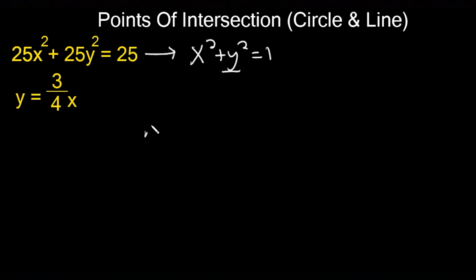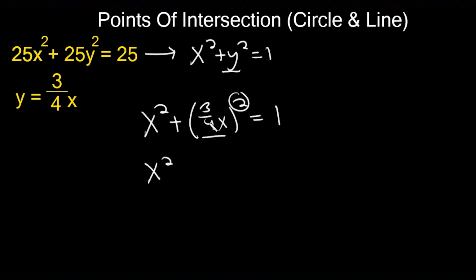So for example, I'm going to have x squared plus, now here's my y, I'm going to plug in what y is. It's 3 over 4 x, and then squared, equal to 1. All right, so from here, we're going to solve for x. To do that, I'm going to apply this exponent to the term inside. When you do that, you get x squared. Now remember, you have to apply that to both the numerator and denominator. So you're going to get 3 squared, which is 9, and then 4 squared, which is 16, and then x squared, equal to 1.